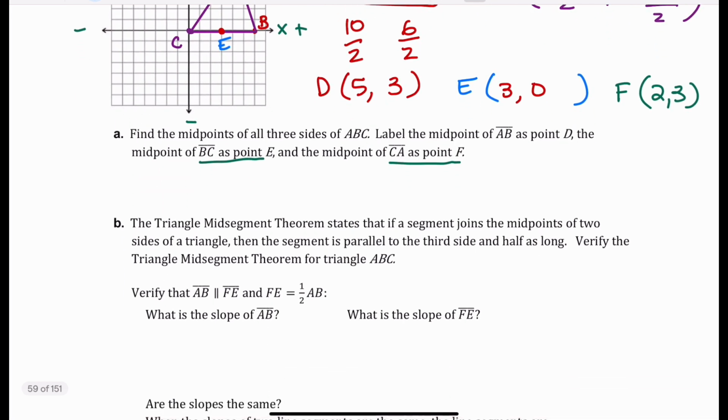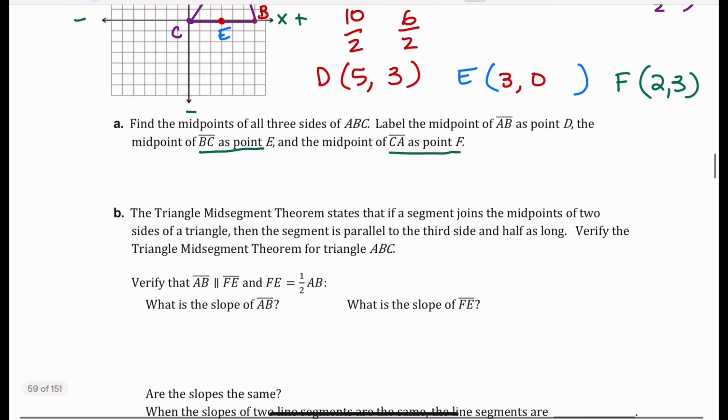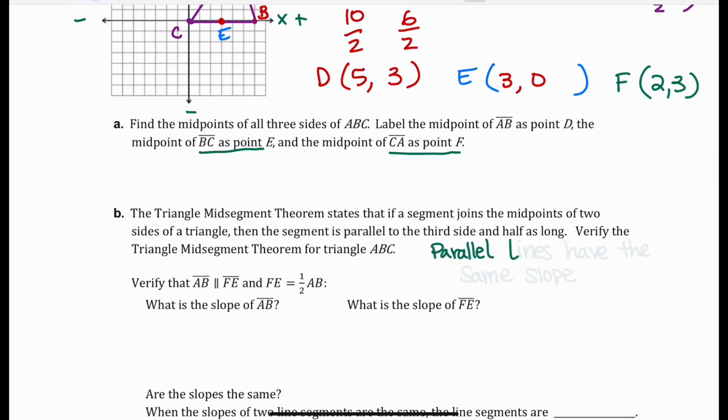The triangle midsegment theorem states that if a segment joins the midpoints of 2 sides of the triangle, then the segment is parallel to the third side and half as long. So we're going to verify this. Just keep in mind with parallel lines, they have the same slope. So if both of those lines have the same slope, then they are parallel.